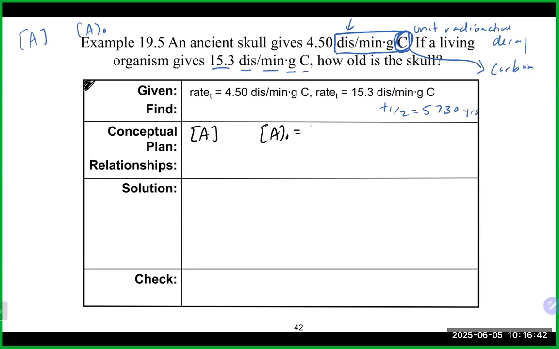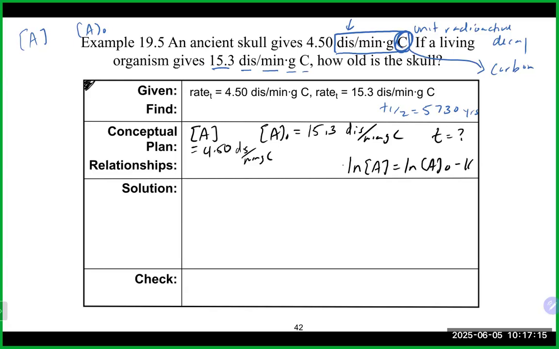So I'm going to go with living as the initial there. That seems good. Disintegrations per minute per gram of carbon. And obviously the ancient one would be maybe not so much living there. So this is disintegrations per minute per gram of carbon. We want to know how old it is, so in this case we are looking for time. Here we are going to use our half-life because we are missing from our equation our decay constant. We're missing this one, but we do have these two. Once again, as long as these are the same units, you should be in good shape.